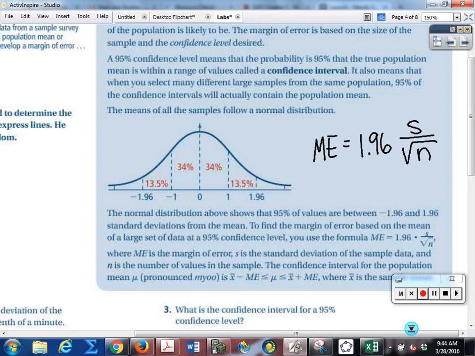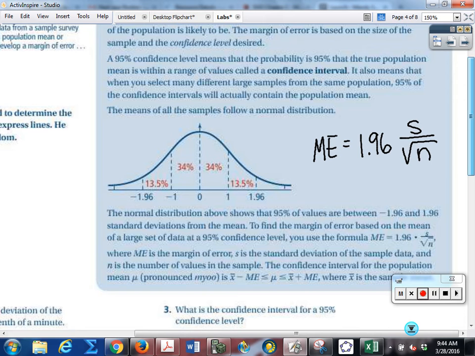So the bigger your sample size is, the smaller your margin of error is going to be, because you're going to divide by bigger and bigger numbers. And it all depends on your standard deviation too, because the smaller your standard deviation is, the smaller your margin of error is going to be as well.